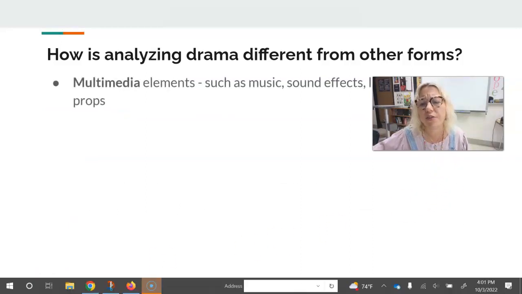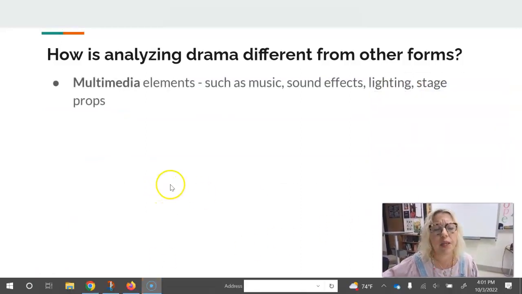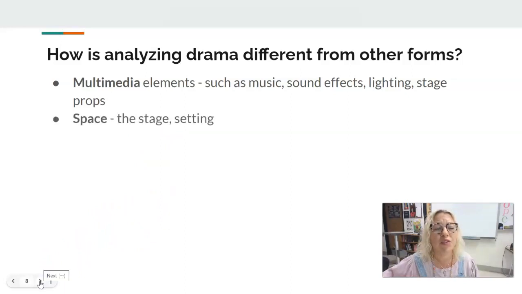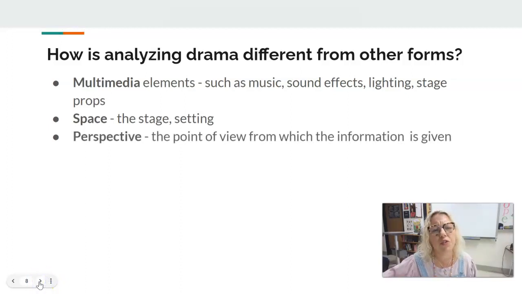We also have to think of other things that are going on in the play, like multimedia elements, music, sound effects, lighting, stage props, when we're analyzing drama. We have to think about the space, the fact that it's all happening right in front of us on the stage, and then what kind of setting is being created with that space. We also have to think about the perspective, the point of view from which the information is given. Which character is telling us which information, and how does that change how we view the information as the audience.